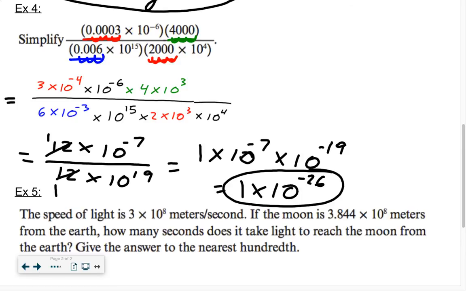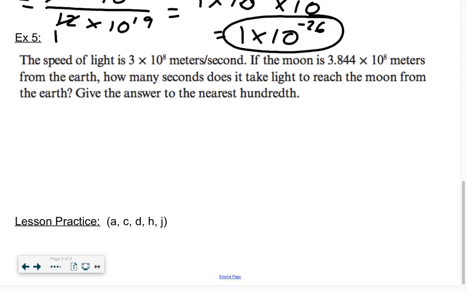We do one more problem. Speed of light. They're saying it's 3 times 10 to the 8 meters per second. If the moon is 3.844 times 10 to the 8th meters from Earth, how many seconds does it take light to reach the moon from the Earth? Awesome.